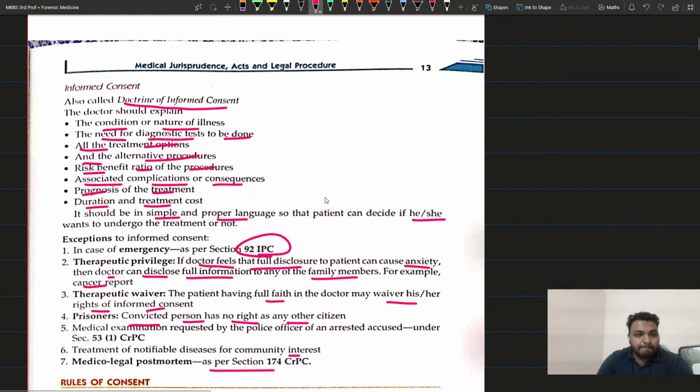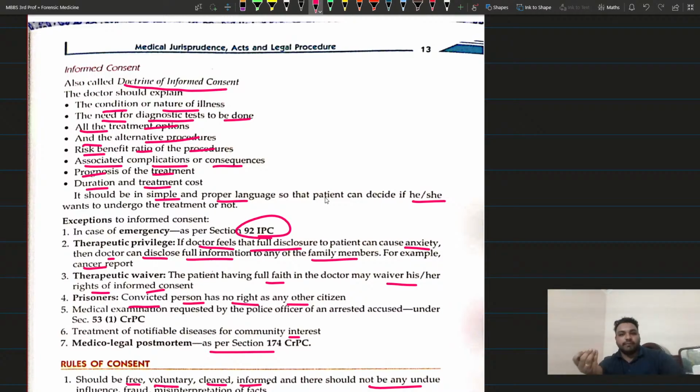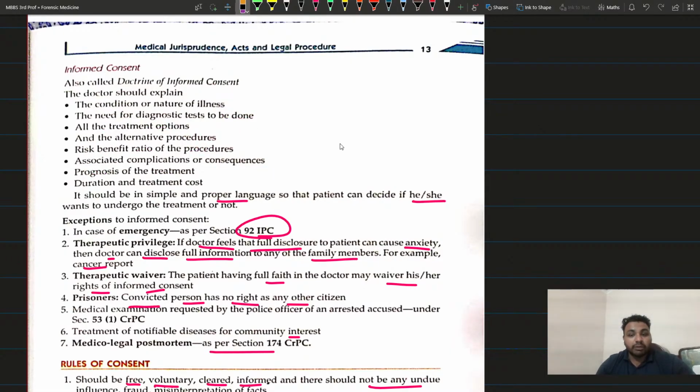Now, informed consent. It's also called the doctrine of informed consent. Doctors should explain the condition and nature of things, the need for diagnostic tests to be done, all treatment options, all the alternative procedures, risk-benefit ratio of the procedure, prognosis of the treatment, and duration of the treatment. The doctor should explain all this.